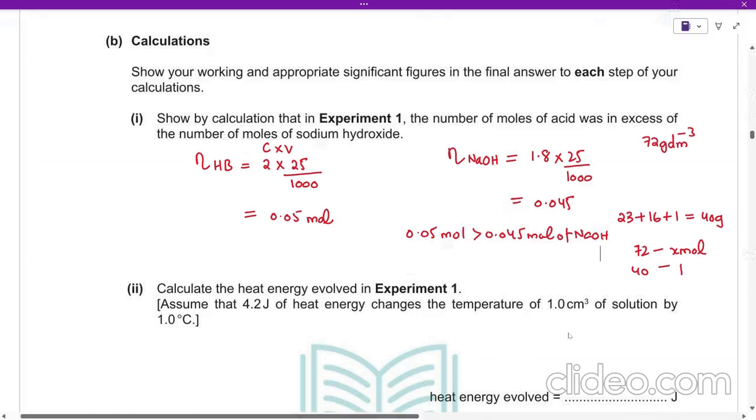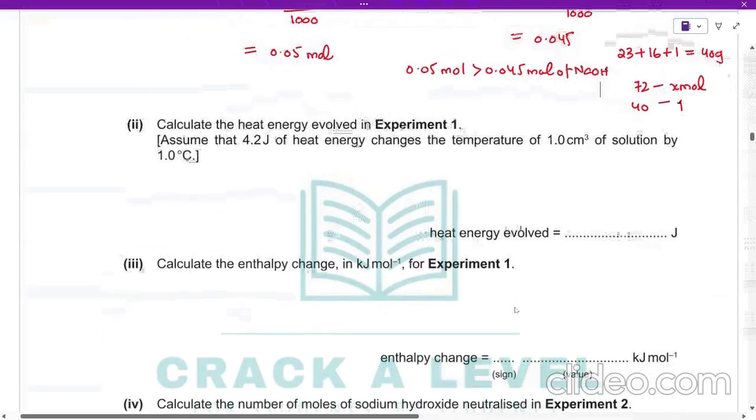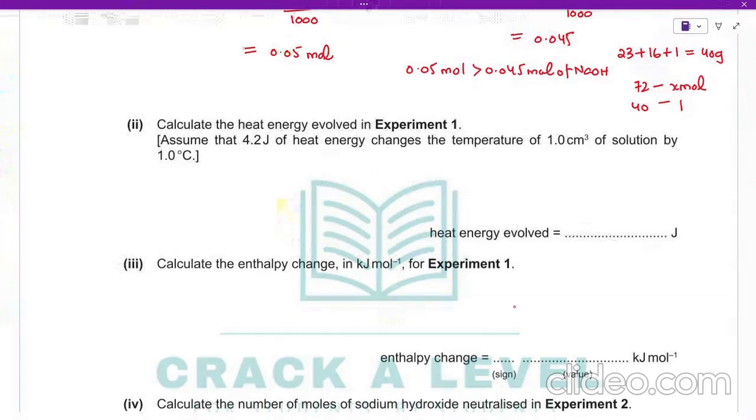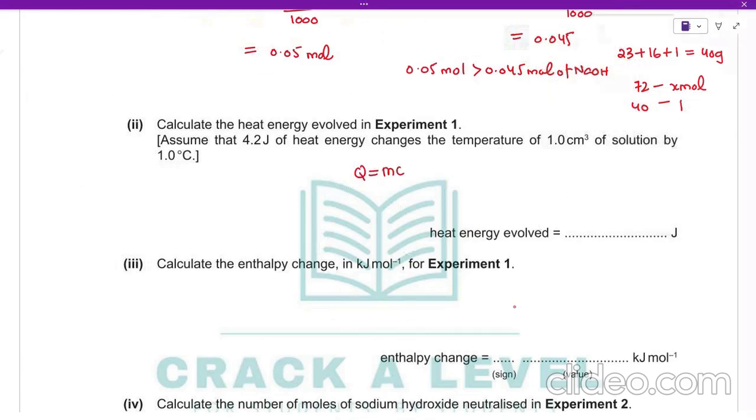Now they are telling us to calculate the heat energy evolved in experiment 1. Assume that 4.2 joule of heat energy changes the temperature of 1 cm3 of solution by 1 Celsius. So we know the formula for the heat energy evolved. It is mc delta theta. The mass is actually of the solution, because they have given us that 1 cm cube is equal to 1 gram. This is just an assumption.